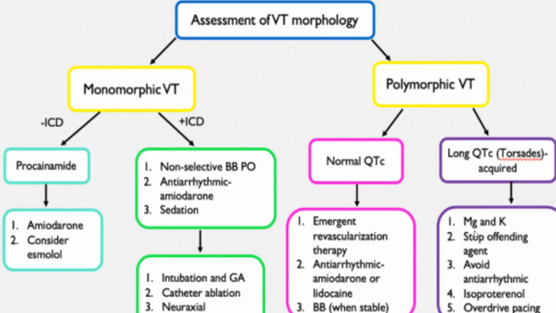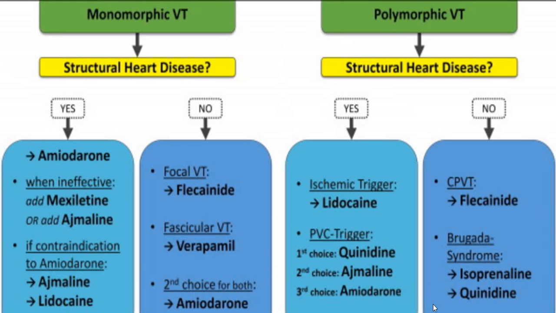While in a long QT, unstable, first defibrillation followed by magnesium, potassium, stop offending drugs, avoid certain trigger drugs, isoproterenol, overdrive pacing, etc. So that should be the method. So if there is structural heart disease with polymorphic ventricular tachycardia, then you will require drugs. And if there is a catecholaminergic polymorphic ventricular tachycardia, flecainide is the drug of choice. In Brugada, quinidine and isoprenaline is the drug.